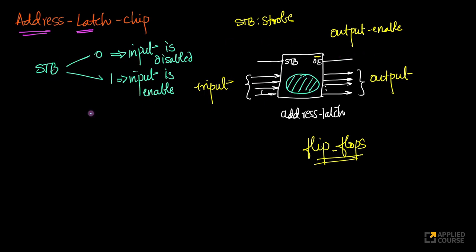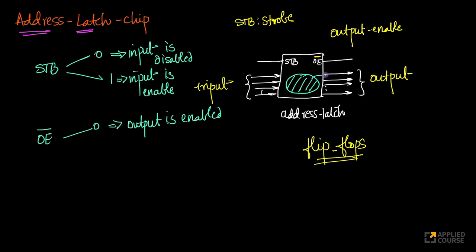Next, your OE, look at this. Your OE is an active low pin, which means when it is 0, it is active. OE basically means output enable. So when this is 0, output is enabled, which means whatever is stored as part of this address latch is now visible.